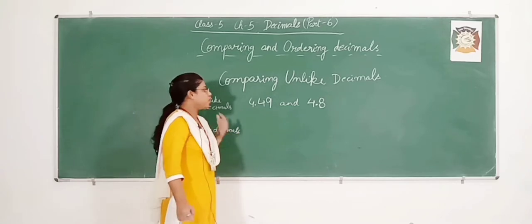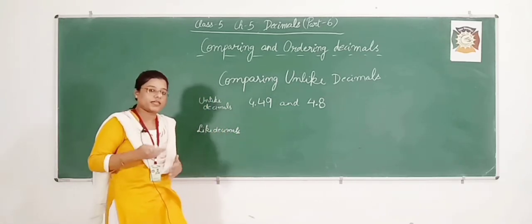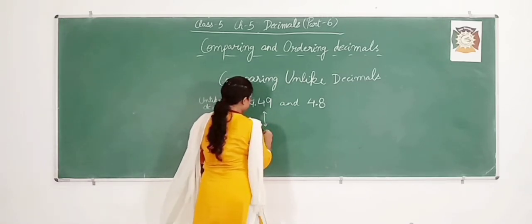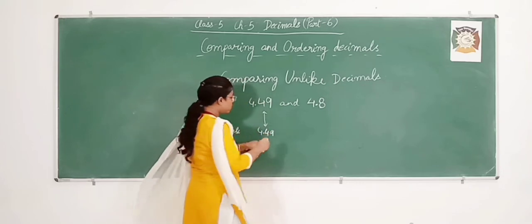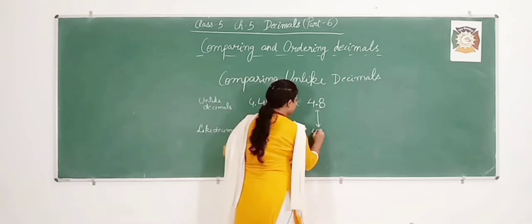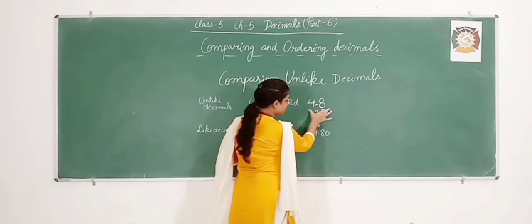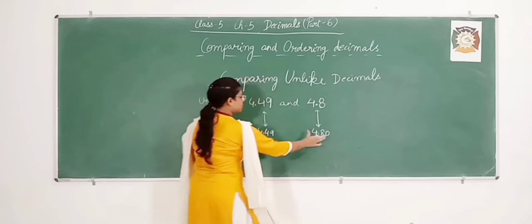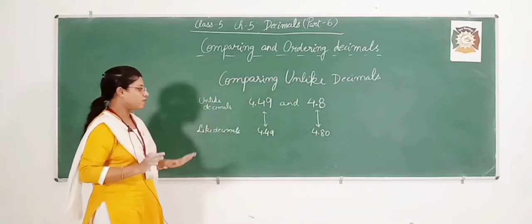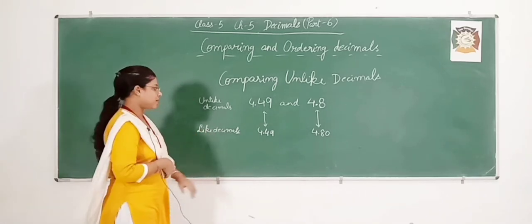In the first step you are going to make them like decimals by finding the equivalent decimal. Here you will not change it since the number of decimal places is more here. The number of decimal places is less here, so you will put a 0 at the 100th place to find the equivalent decimal of 4.8. With this step you have obtained 2 decimal places for both the numbers, so you will stop here and you have obtained like decimals for this example, right?